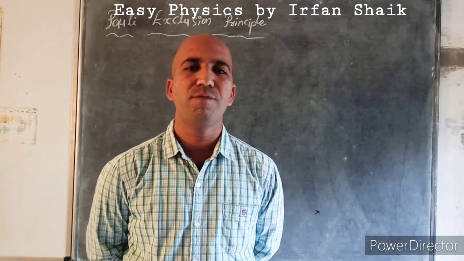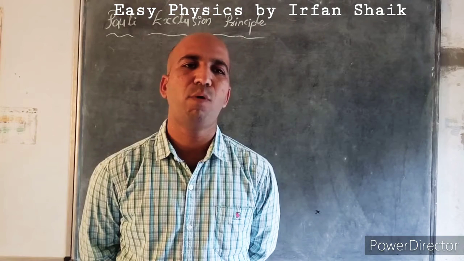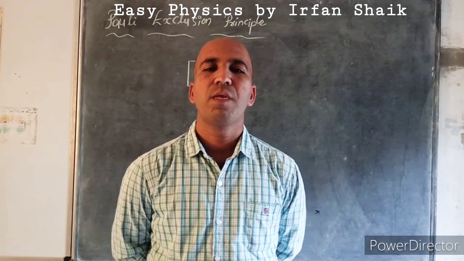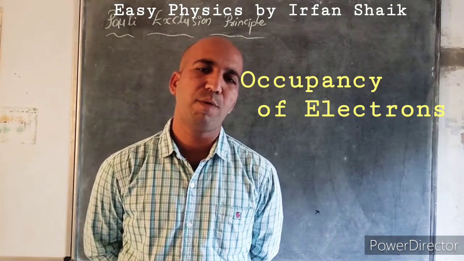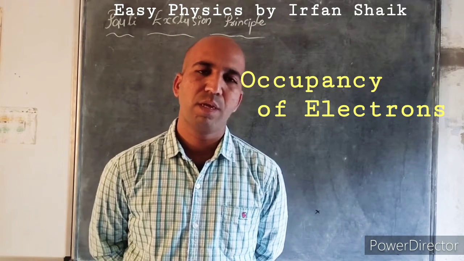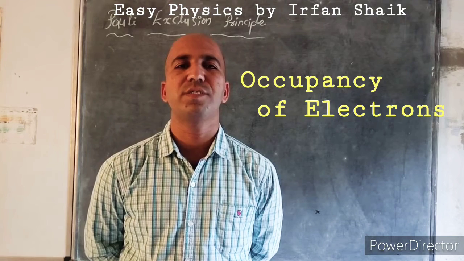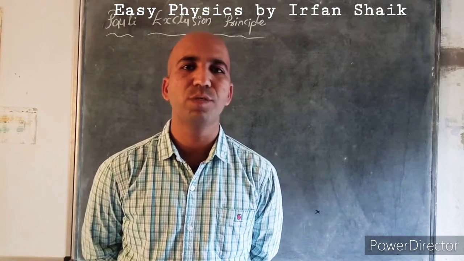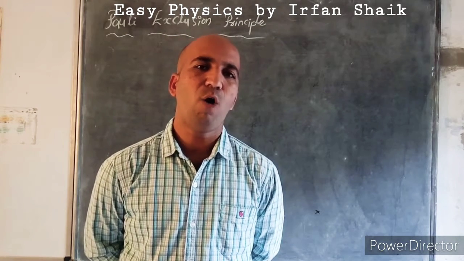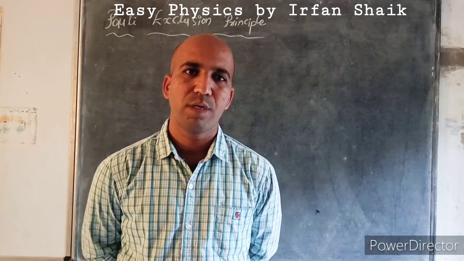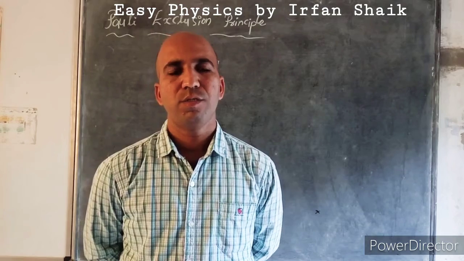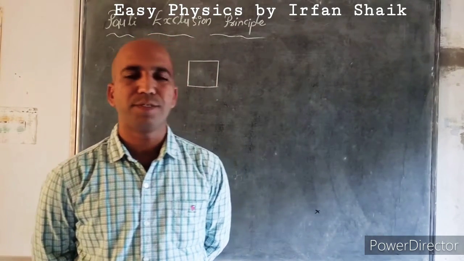Now let us try to understand what this principle says. What are the important points that we need to remember from this principle? Pauli's principle explains the occupancy of electrons. In the last class we discussed orbitals and suborbitals. In each suborbital, how many electrons can occupy? This rule explains that occupancy of orbitals. So let us try to understand it in detail.